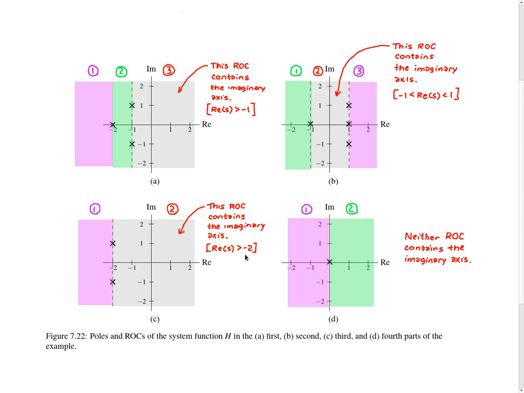Lastly, let's consider part D of the example, which is associated with figure D. In this case, big H has two possible regions of convergence: the purplish shaded left half plane and the green shaded right half plane. Neither one of these regions of convergence, however, contains the imaginary axis. Therefore, big H cannot possibly correspond to a system that is BIBO stable.